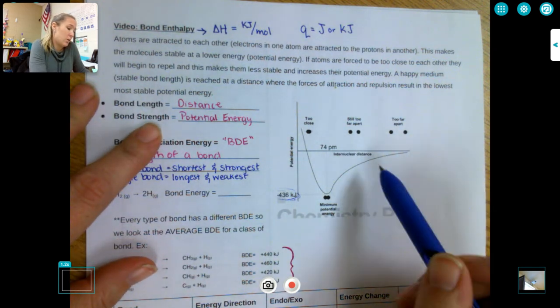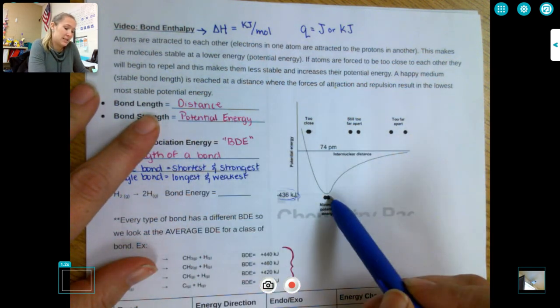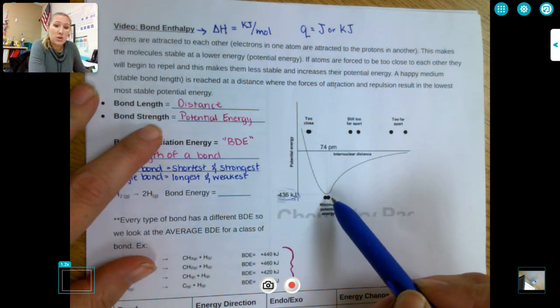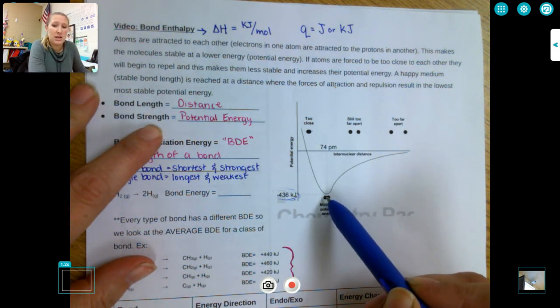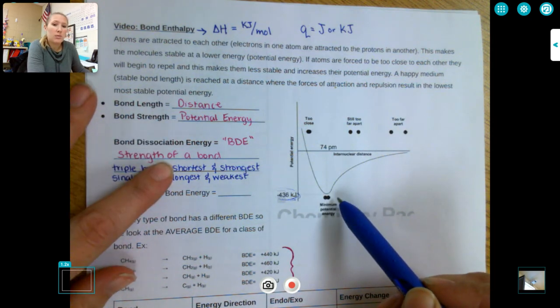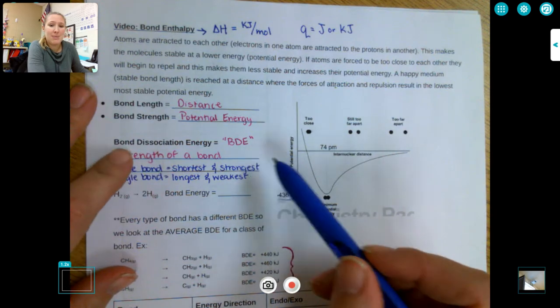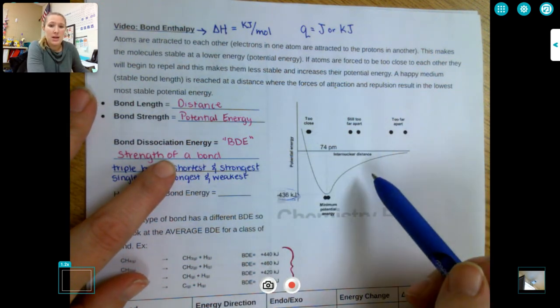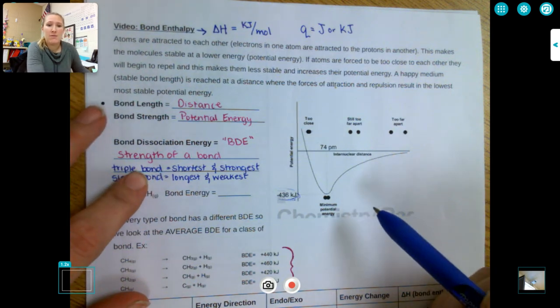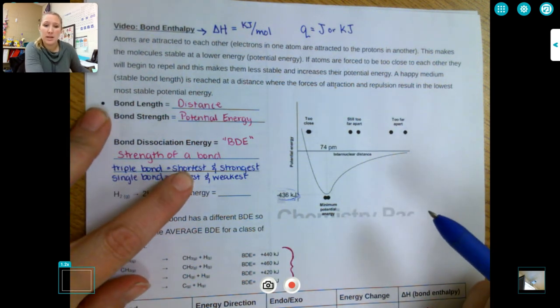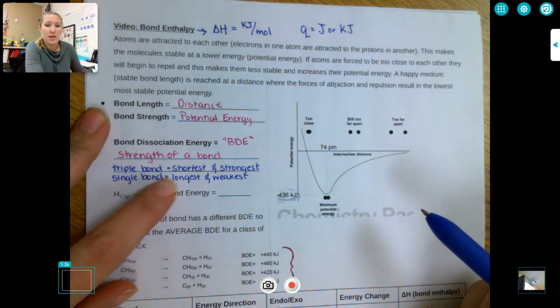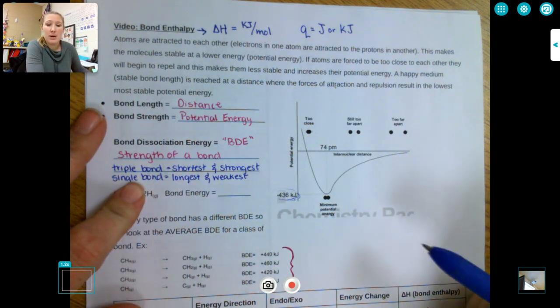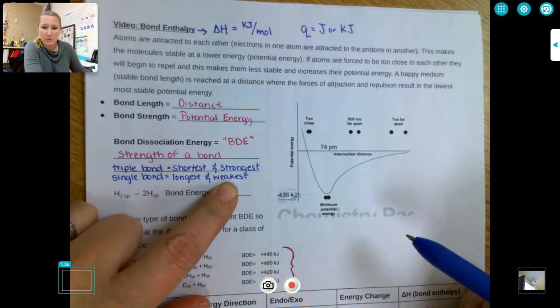Okay, so we've talked about bond length, which is the distance between the nucleus of one and the nucleus of the other, and their bond strength, which is the potential energy of this bond. We abbreviate this BDE, the bond dissociation energy, or the strength of a bond. And we've also talked about how triple bonds have the most electrons involved, so they're the shortest and the strongest bond. And then opposite of that would be our single bonds, which are the longest and the weakest bond.